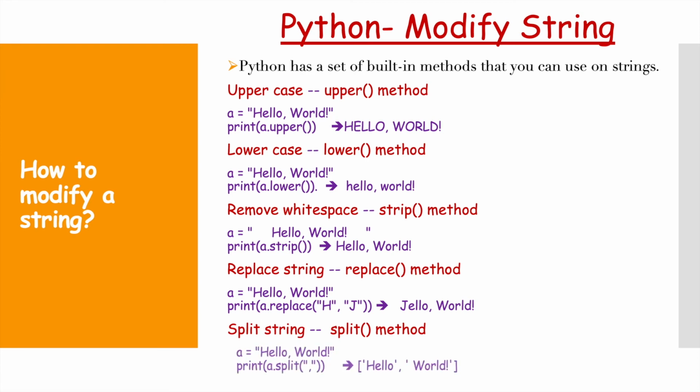Then we come to the split method. The split method returns a list where the text between the specified separator becomes the list items. So the split method splits the string into substrings if it finds an instance of that separator. Here it is going to split at the comma which you have provided, and it is going to give you hello and world as the list items.